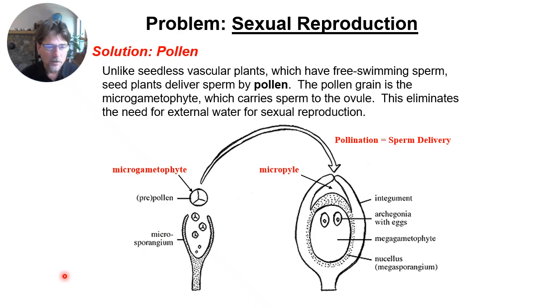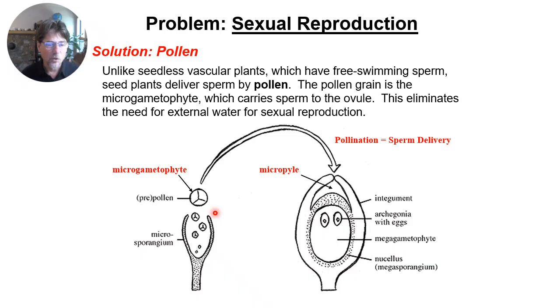The pollen is what's forming in the microsporangia. Again, if you imagine a pine tree, the little yellow cone-looking things that come out in the spring, those are the male cones. They make the pollen. So the pollen is the microgametophyte.